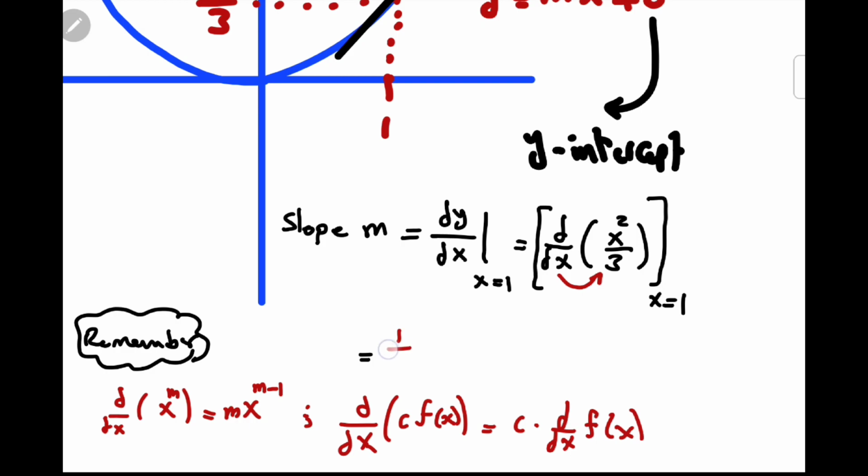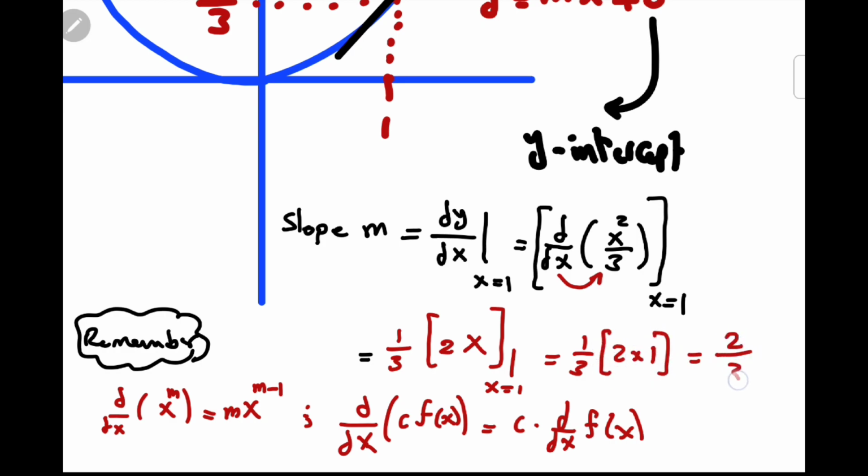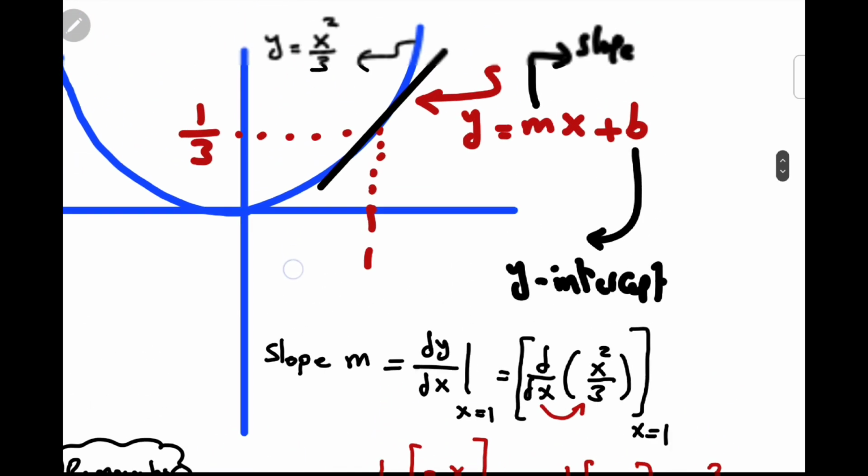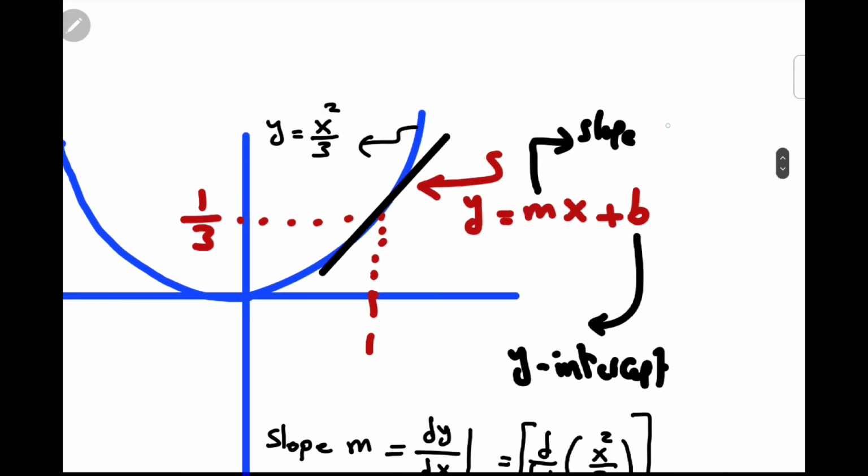So this will be equal to 1/3 times the derivative of x squared, which is 2 times x to the power of 2 minus 1, which is 1, evaluated at x equal to 1. So the answer will be 1/3 times 2 times 1, which is just 2 over 3. So the slope here is equal to 2 over 3.